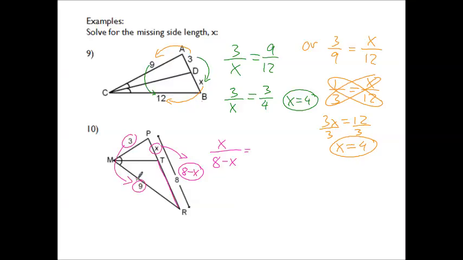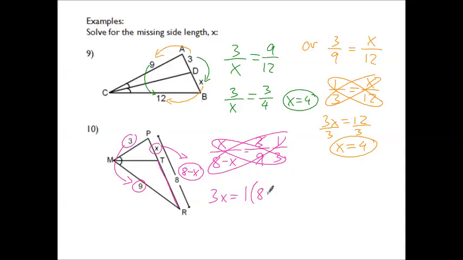And again, we always have to match the corresponding parts. So we went from the top to the bottom, so we have to do that for x and 8 minus x, as well as for 3 and 9. 3 over 9. And again, we can reduce this. This is equal to 1/3. And now let's go ahead and cross multiply. 3x is equal to, any time that we have two terms in the numerator or denominator of a proportion, please don't forget to distribute.